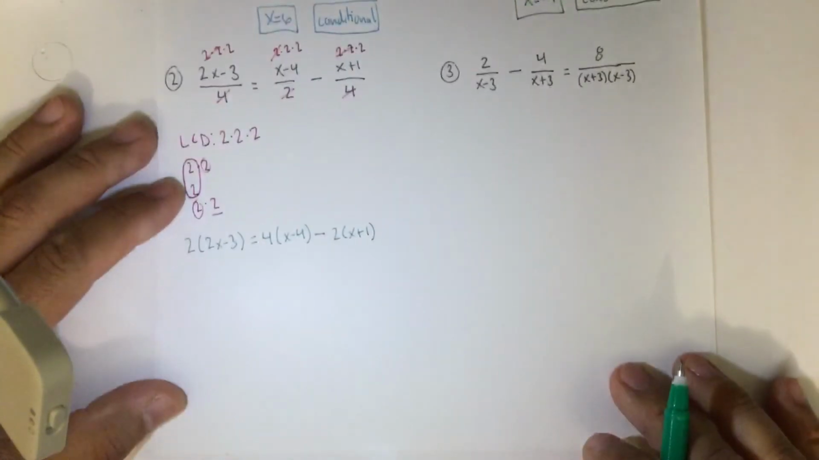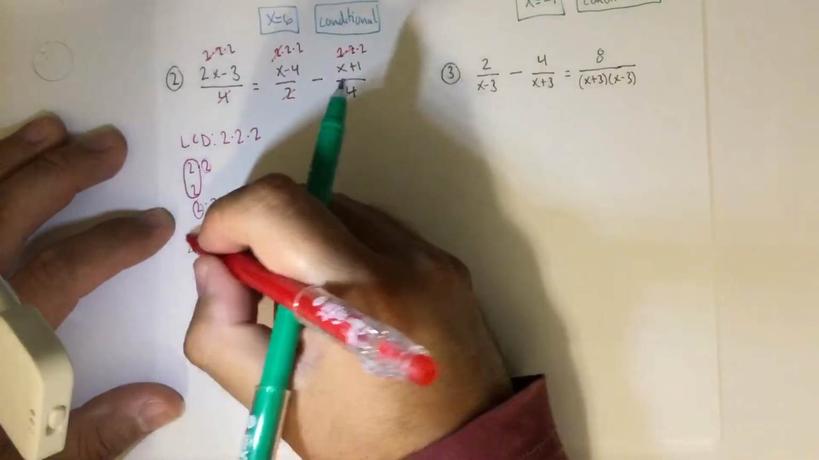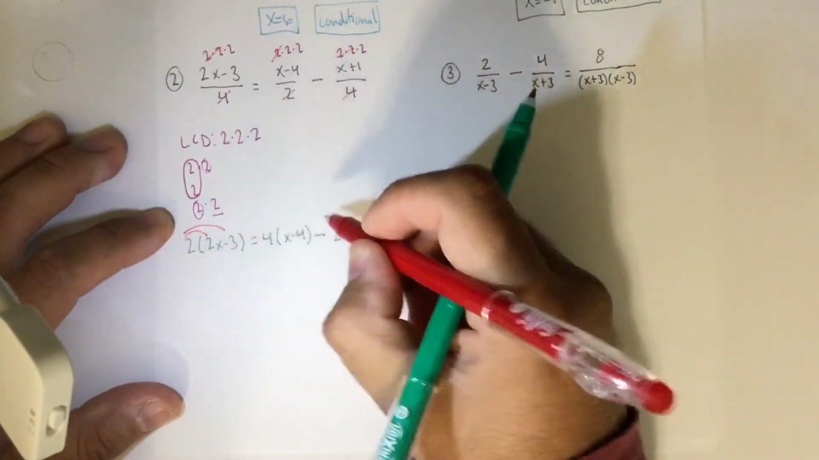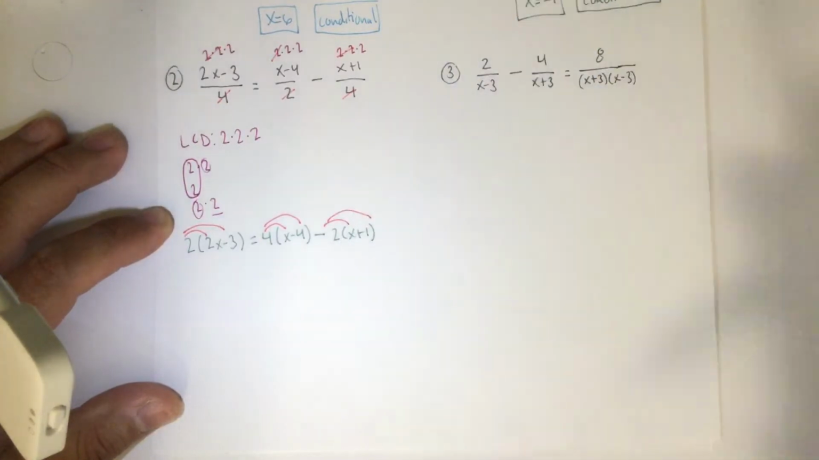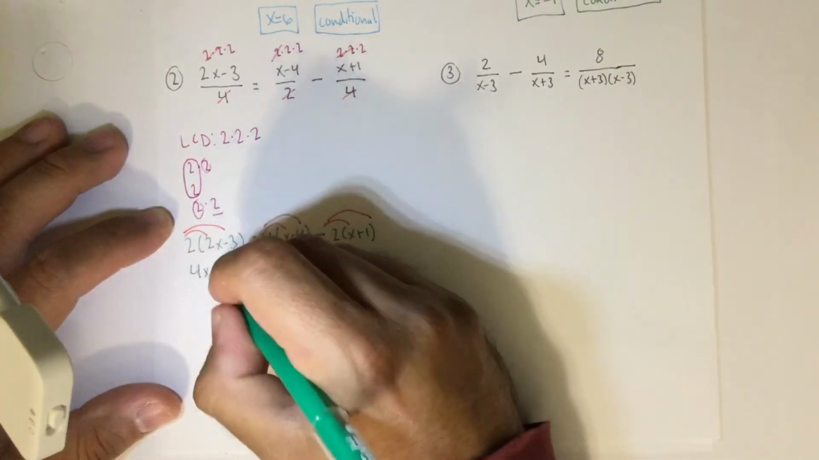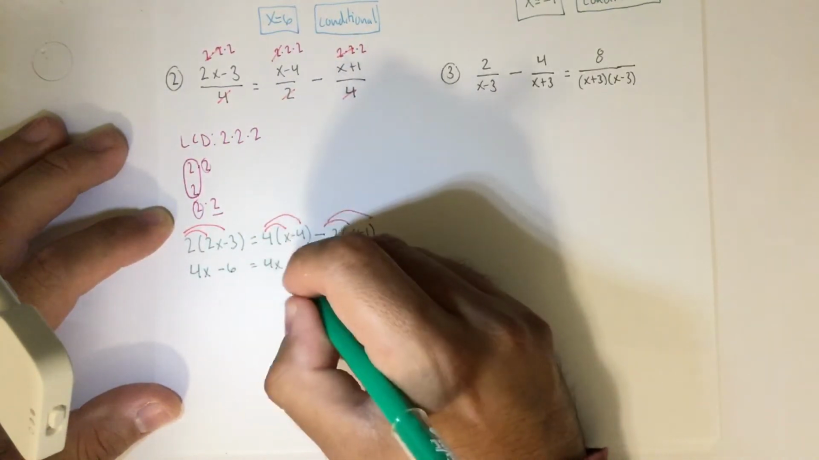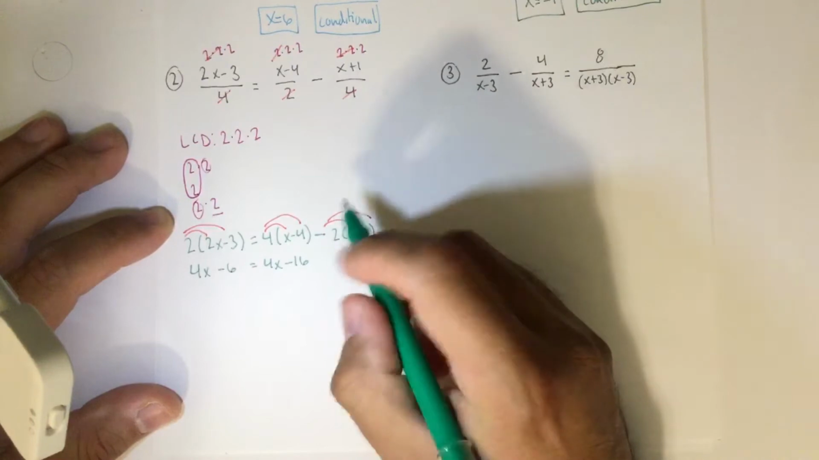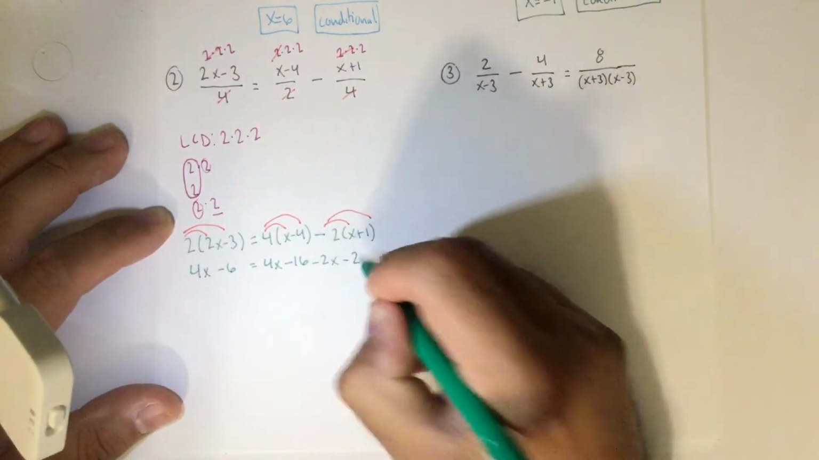And this is something familiar. We're familiar with solving. We just did this on the top. So first, we're going to distribute the 2 right here. We're going to distribute the 4 on the other side of the equal sign, and then the negative 2 on this side. So 2 times 2x is 4x. 2 times negative 3 is negative 6. 4 times x is 4x. 4 times negative 4 is negative 16. Negative 2 times x is negative 2x. Negative 2 times 1 is negative 2.